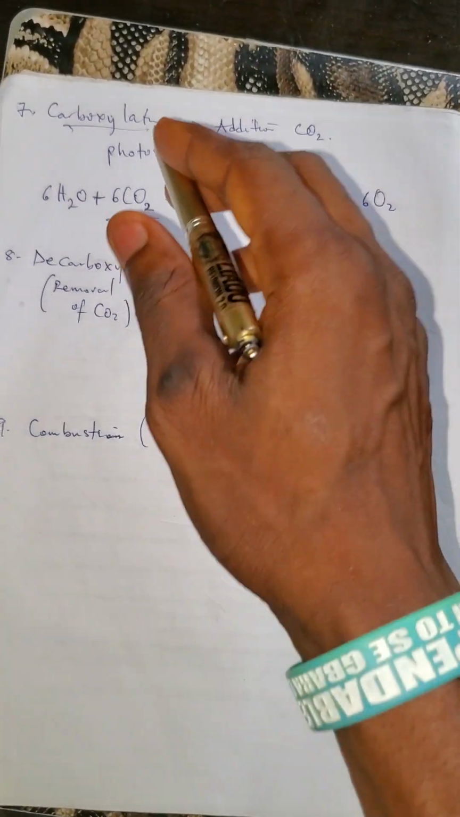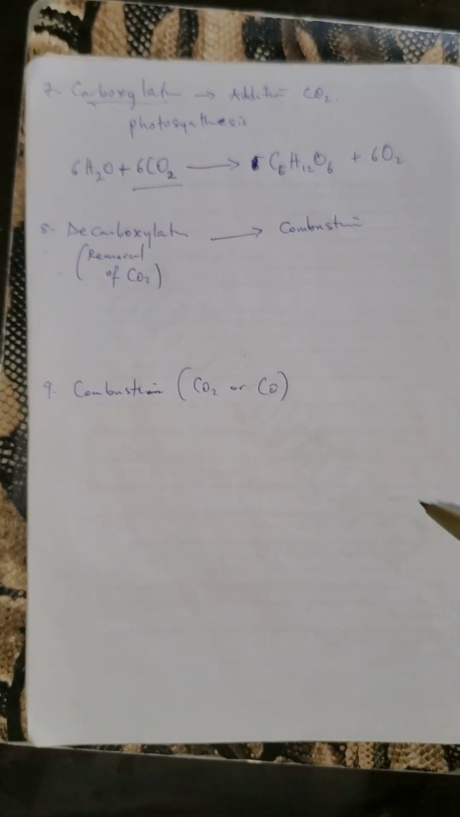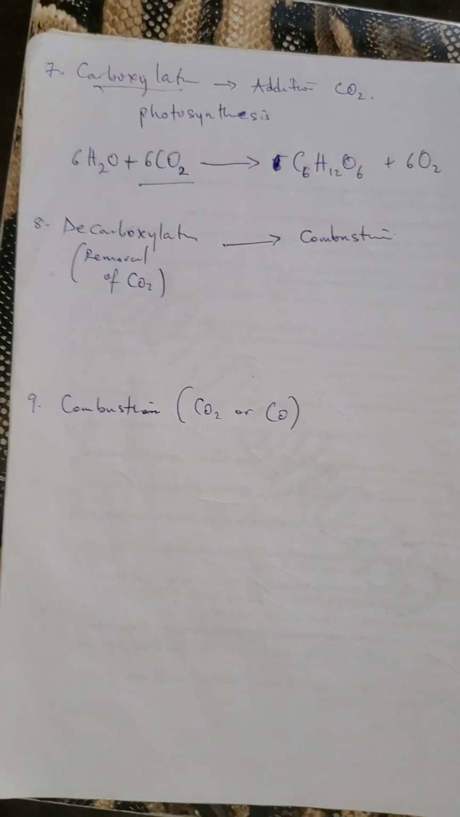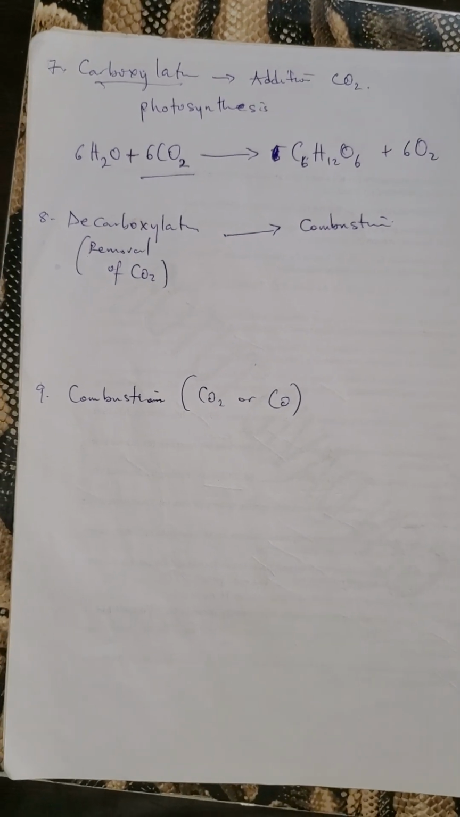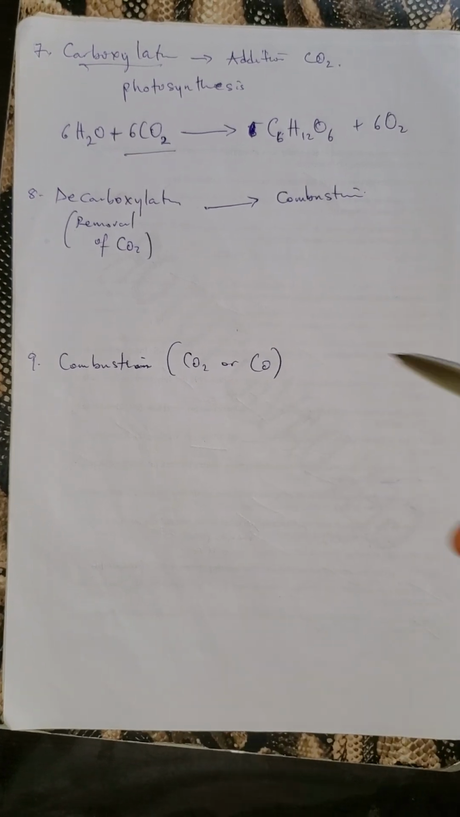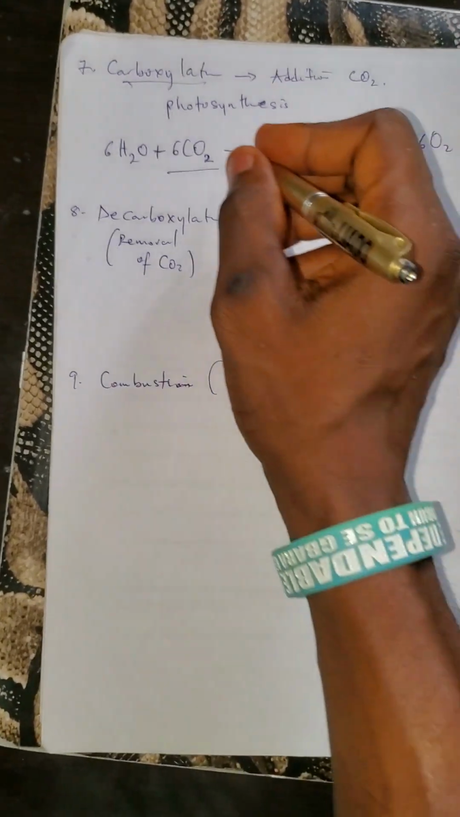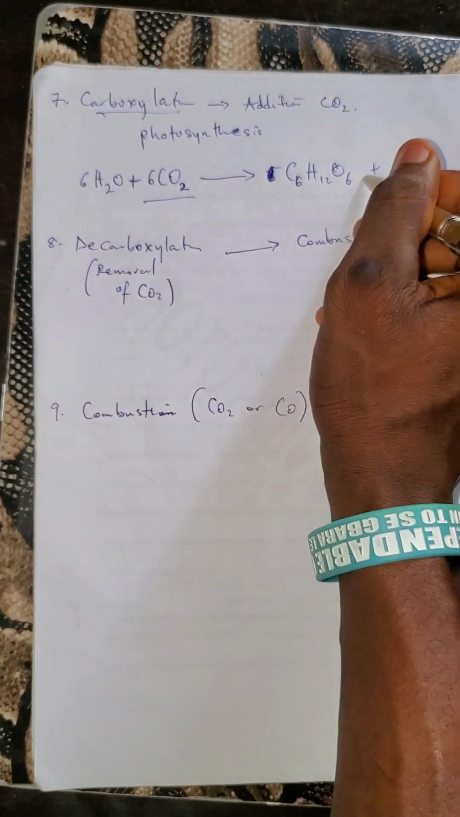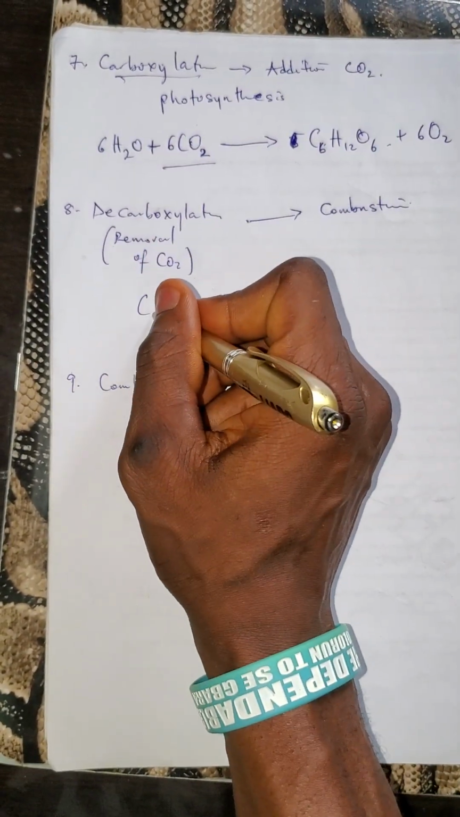Then it is called what? Carboxylation. The reason why I'm using this is because carboxylation here is not peculiar to organic compounds only, but once you understand the concept behind carboxylation, you are good to go. And if this is carboxylation, that means the opposite of it is decarboxylation.